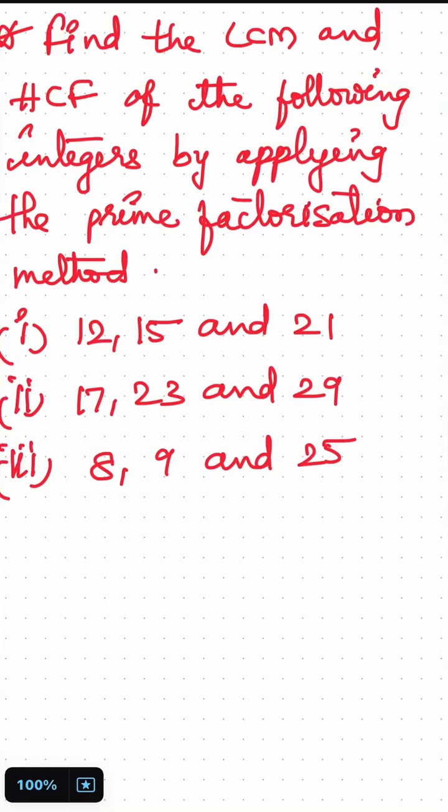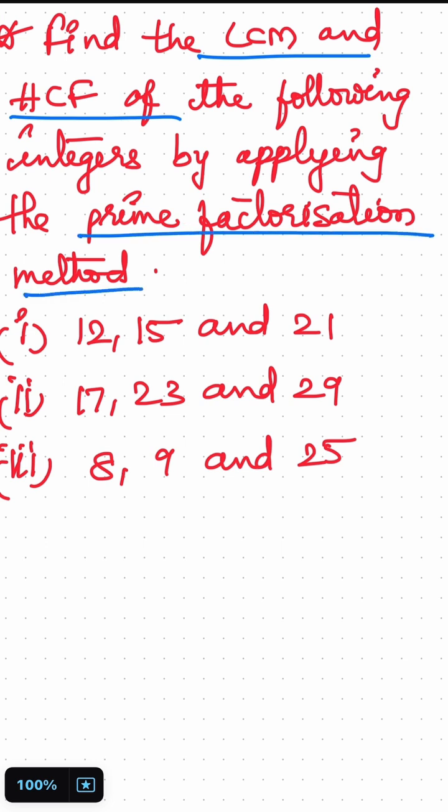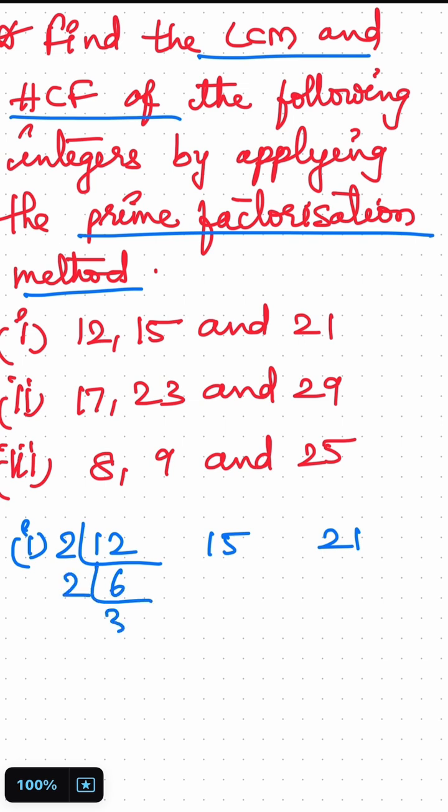The question is, find the LCM and HCF of the following integers by applying the prime factorization method. The first question, 12, 15, 21, three numbers. Prime factorization means we choose the prime numbers only. 2 sixes are 12, 2 threes are 6, 3 fives are 15, 3 sevens are 21.